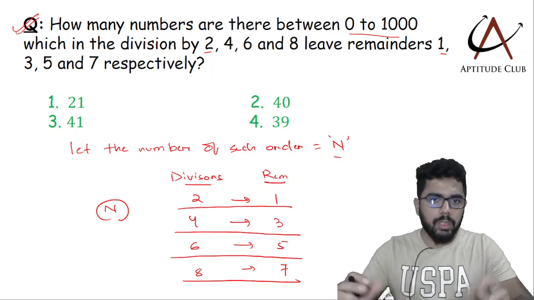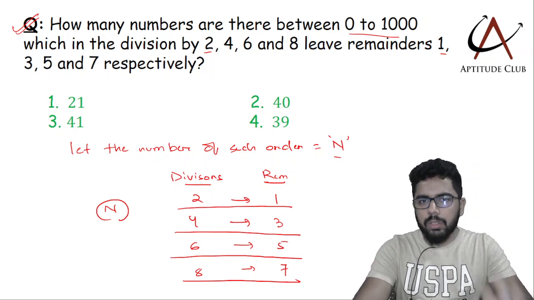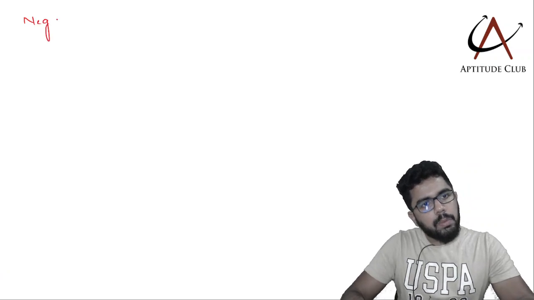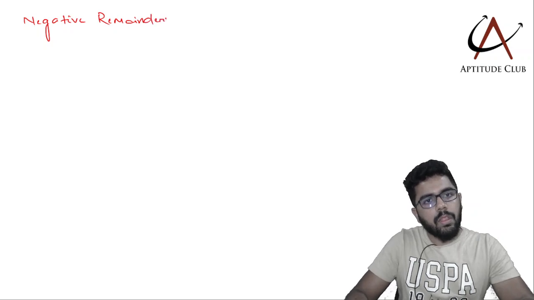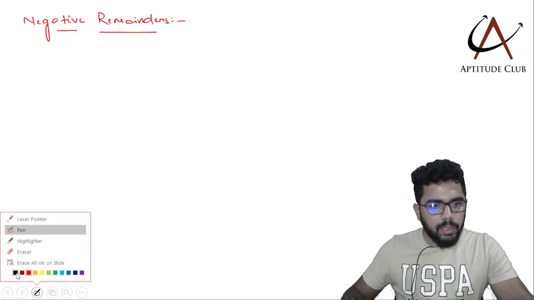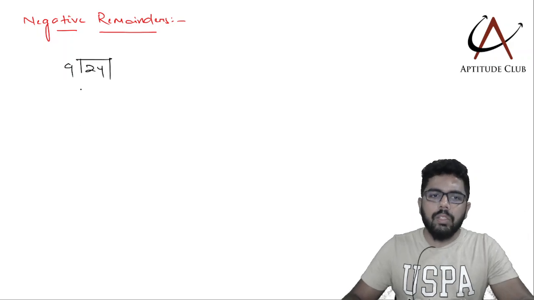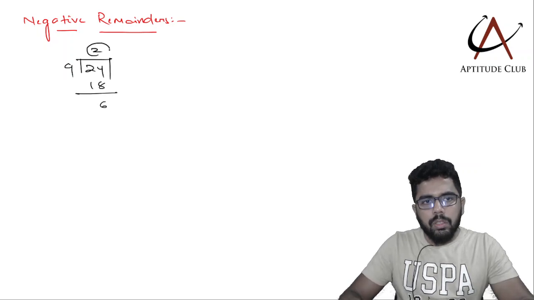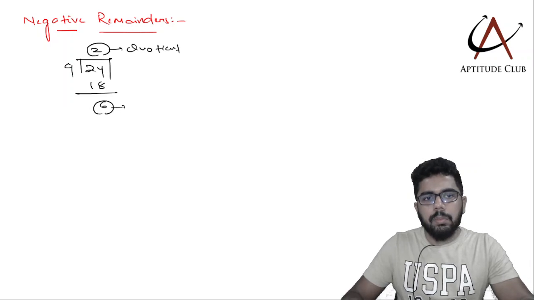Okay, how do we proceed? We'll keep it at this phase for a while, and let us explore the concept of remainders a little bit. Let me explain the concept of negative remainders. Let us say I'm dividing 24 by 9. We divide it in this way: 9 twos are 18 and the remainder is 6. So 2 is the quotient and 6 is the remainder.